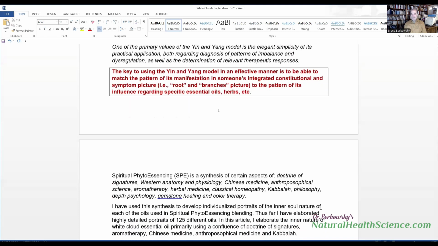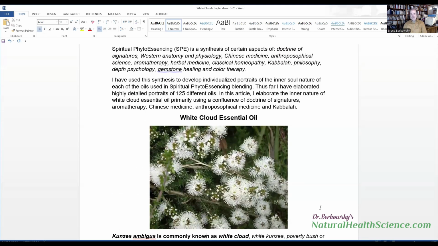So we all know, or hopefully you know, that spiritual phytoessencing is a synthesis of certain aspects of the doctrine of signatures, which we're going to see in just a few minutes, Western anatomy and physiology, Chinese medicine, anthroposophical science, and you're going to be seeing quite a bit of that in this recording as well, aromatherapy, herbal medicine, classical homeopathy, Kabbalah, philosophy, depth psychology, which you'll see some of here today as well, gemstone healing, and color therapy.